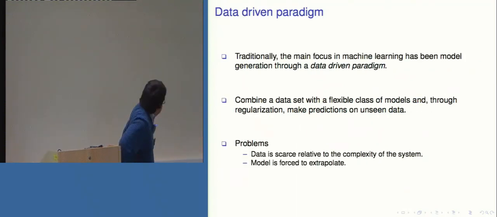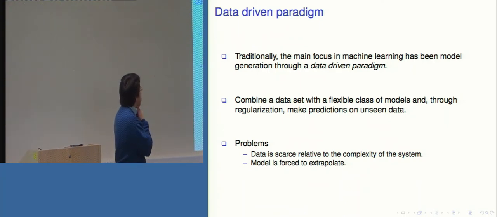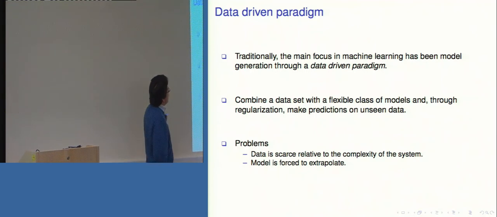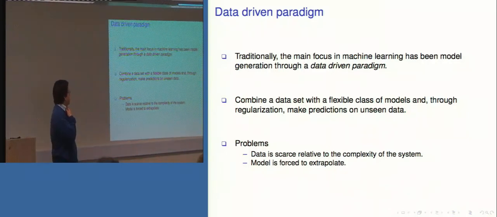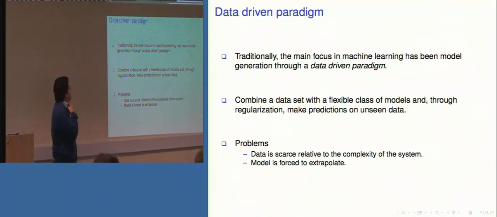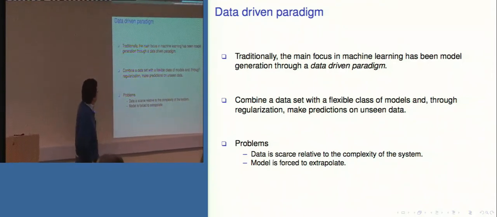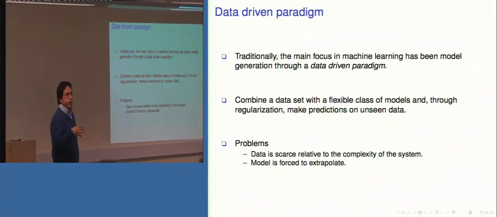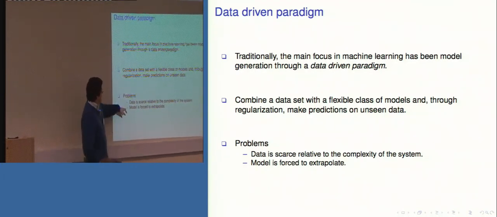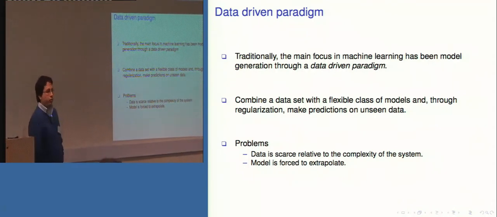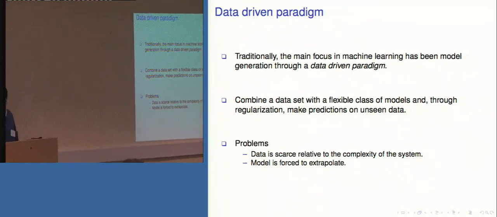Basically, you have these two ways of seeing data modeling. You have this data-driven paradigm, which is used a lot in machine learning, when you have some data set and you use a flexible class of models, and using regularization, you make predictions over unseen data. That's the traditional way to do data modeling in machine learning. There are two problems, basically. The first one is that if the data is scarce relative to the complexity of the system, predictions are going to be very poor. And on the other hand, if you try to use your model for doing extrapolation, predictions are quite inaccurate.